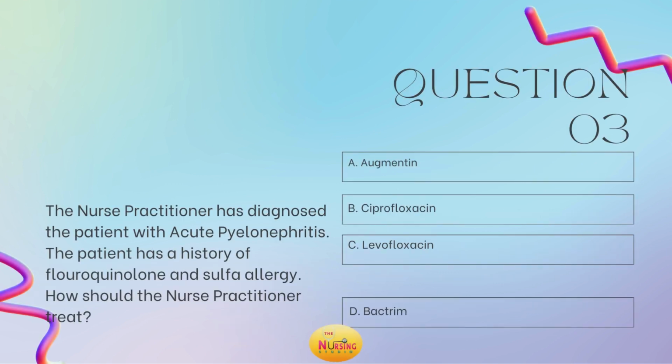All right, and lastly, question number 3 for today states the nurse practitioner has diagnosed the patient with acute pyelonephritis. The patient has a history of a fluoroquinolone and sulfa allergy. How should the nurse practitioner treat? Is it A, Augmentin, B, ciprofloxacin, C, levofloxacin, or D, Bactrim? Take a moment and tell me what you have in the comments.